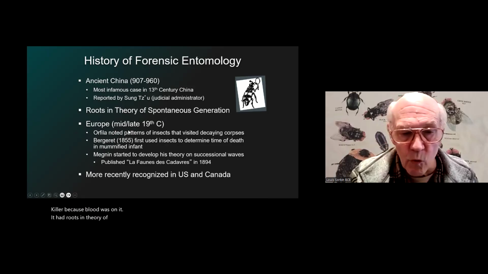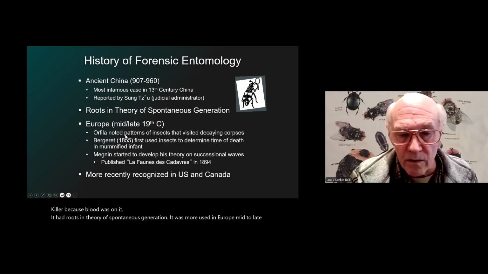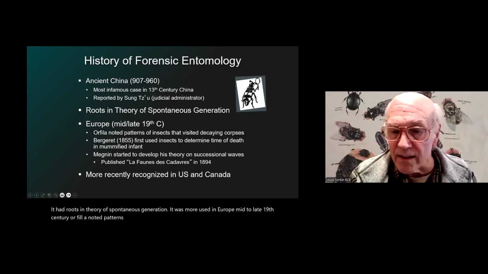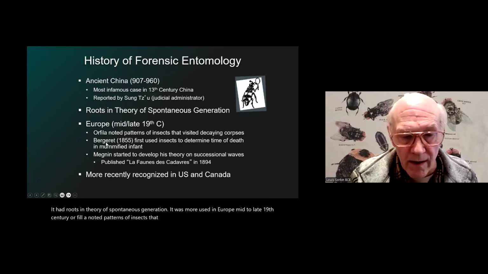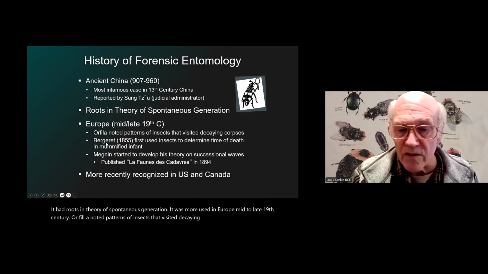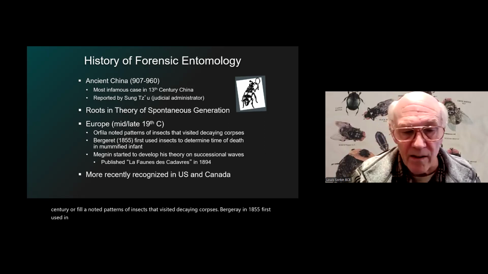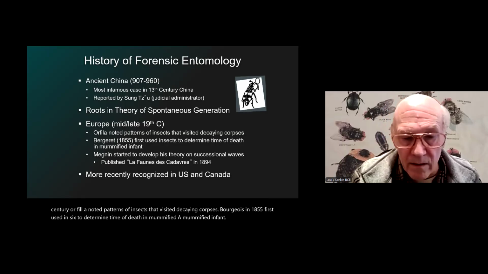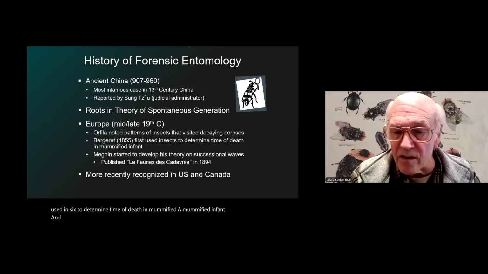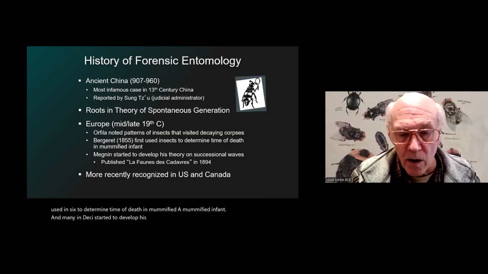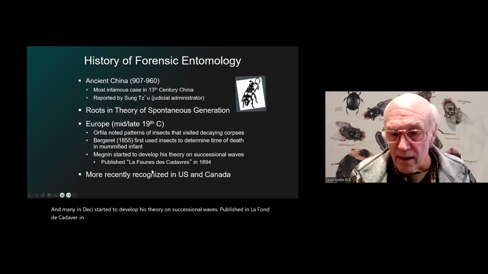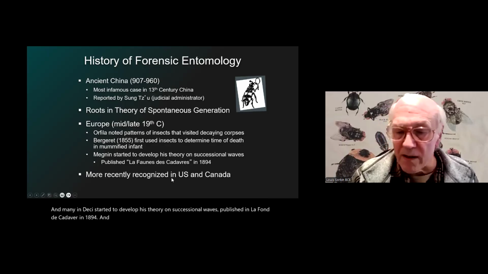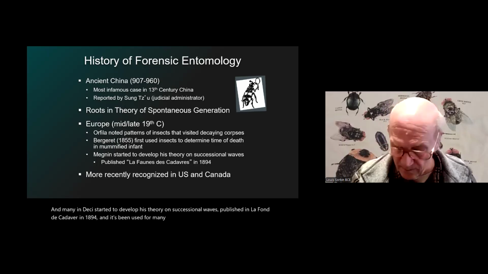It had roots in the theory of spontaneous generation. It was more used in Europe in the mid to late 19th century. Orfila noted patterns of insects that visited decaying corpses. Bergeret in 1855 first used insects to determine time of death in a mummified infant. And Mégnin started to develop his theory on successional waves, published in La Faune des Cadavres in 1894. And it's been used for many years in the US and Canada.